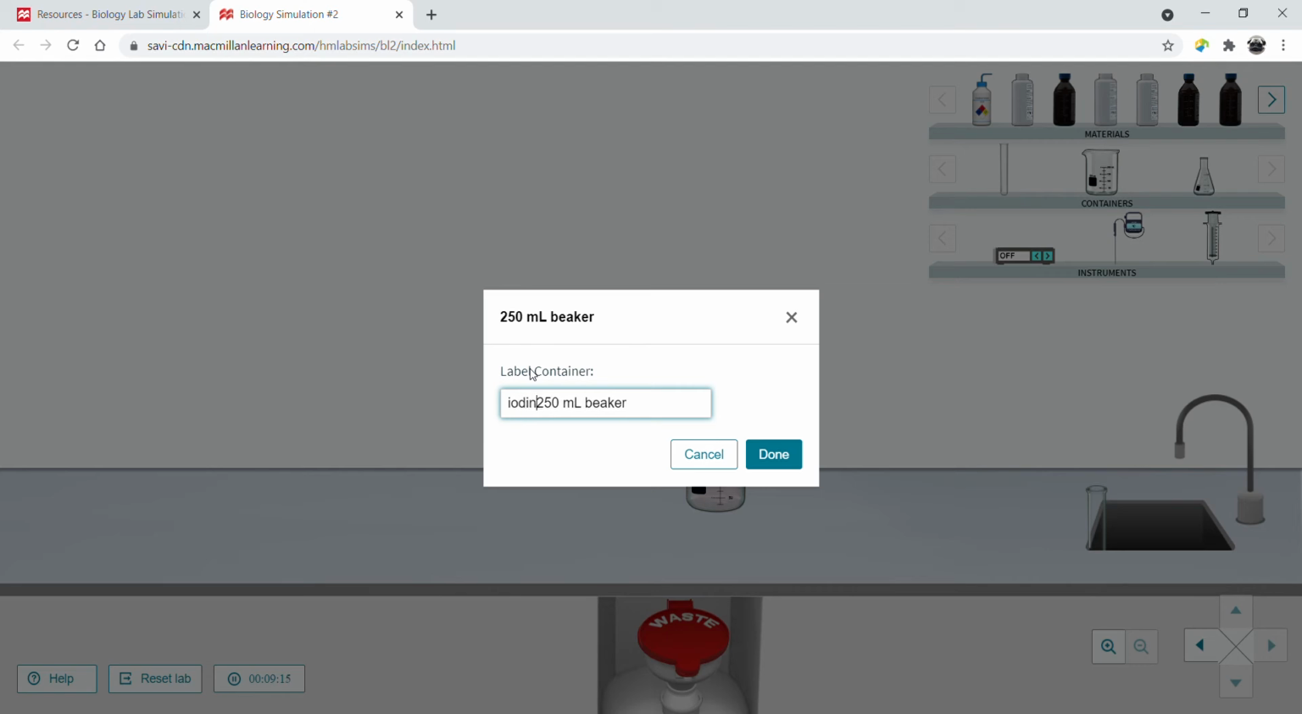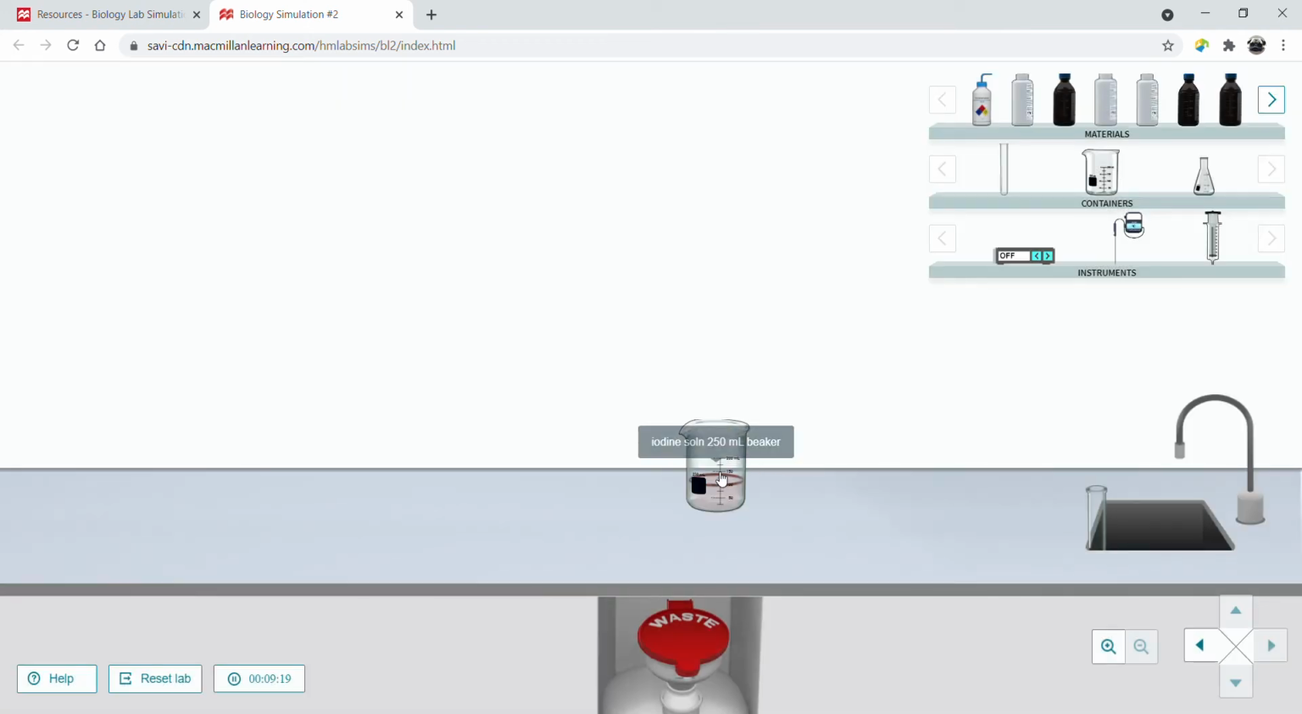Iodine solution. Okay, put this over here. Where's our dropper? Oh, okay. All right, let's do this. And we're going to add, where's our starch?